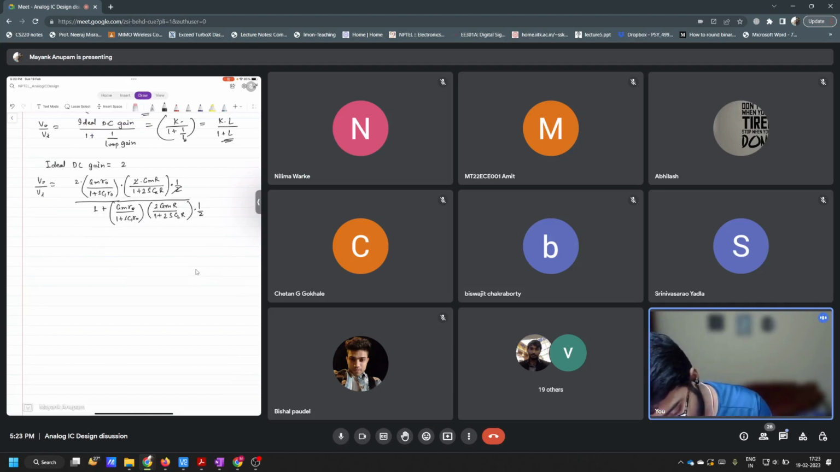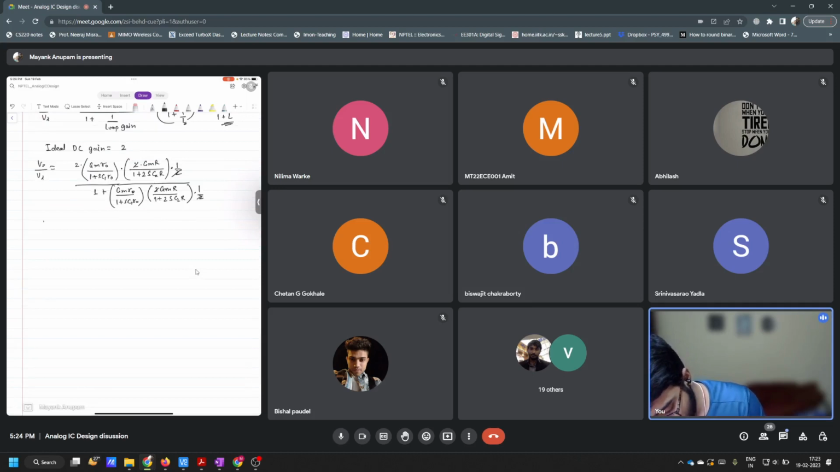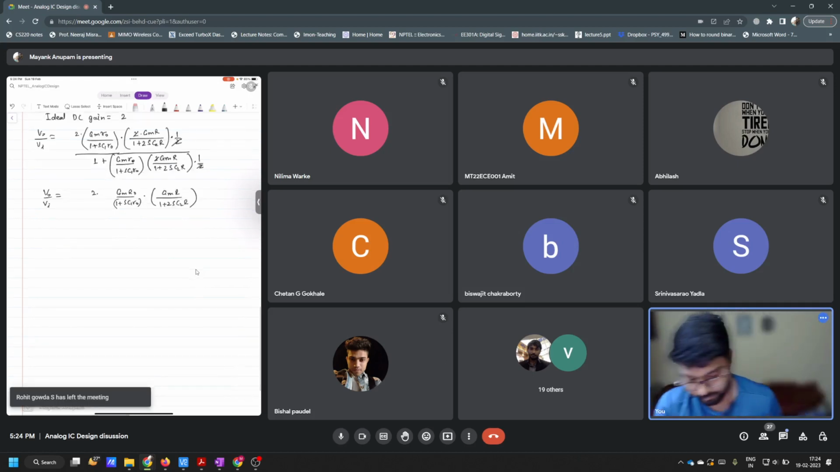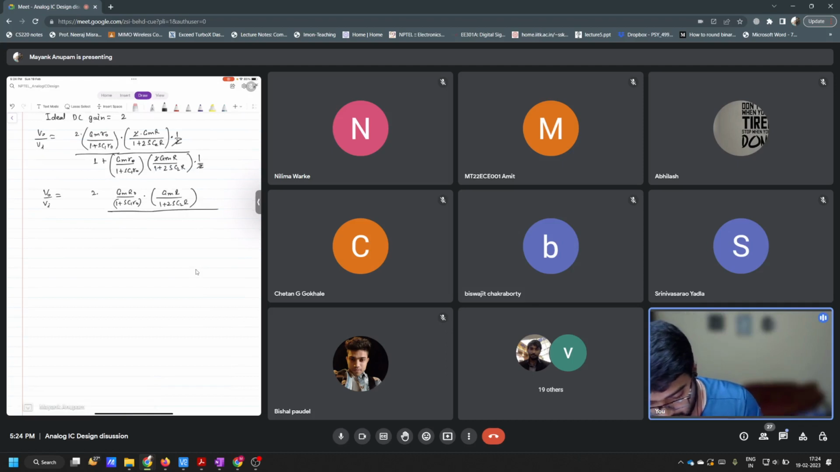This 2 and 2 cancel here. So what is V0 by Vi equal to? It will be 2 times Gm times R naught divided by 1 plus SC1 R naught, into Gm times R divided by 1 plus 2 SC2 R, divided by, now let's solve the denominator.